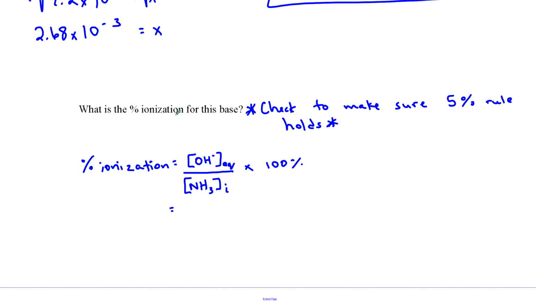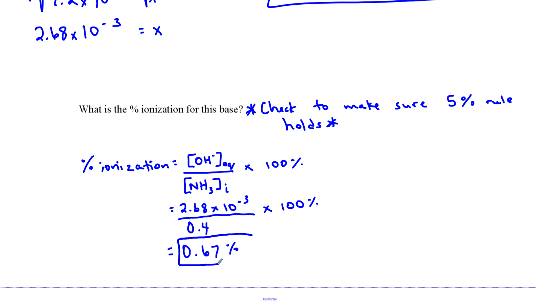So this value here is what we just calculated, 2.68 times 10 to the negative 3. And this value comes from the original question, and we were told we had a 0.4 mole per liter solution. So when we do that calculation, what we get is 0.67%. So that's well below 5%, so we were safe to eliminate that X, which we did prior.